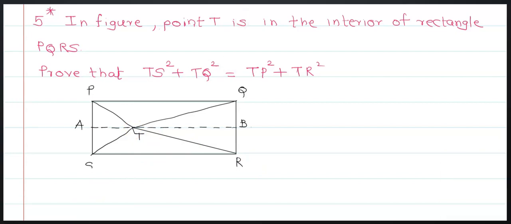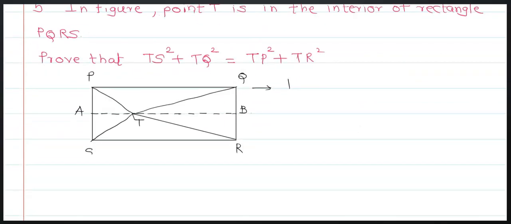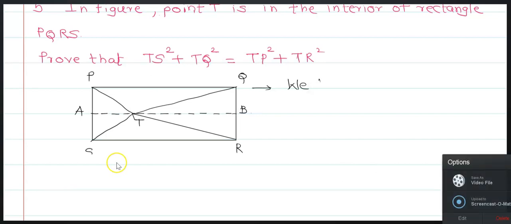Again, draw the AB parallel to PQ and SR. Now, in this case, this is very simple as PQRS is the rectangle and PS is parallel to the side SR. It's clear that it is parallel to PQ. Now, these two sides are parallel and measure of this angle is 90. Therefore, measure of this angle is also 90. Therefore, we have that PQBA is a rectangle, ABRS is also a rectangle.